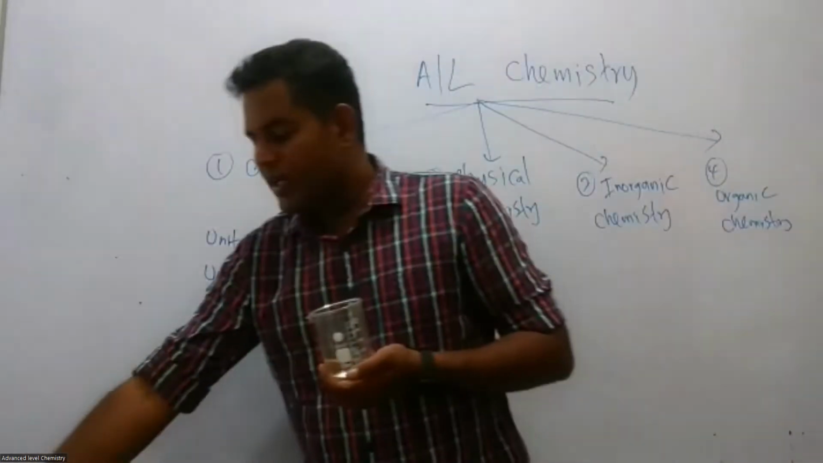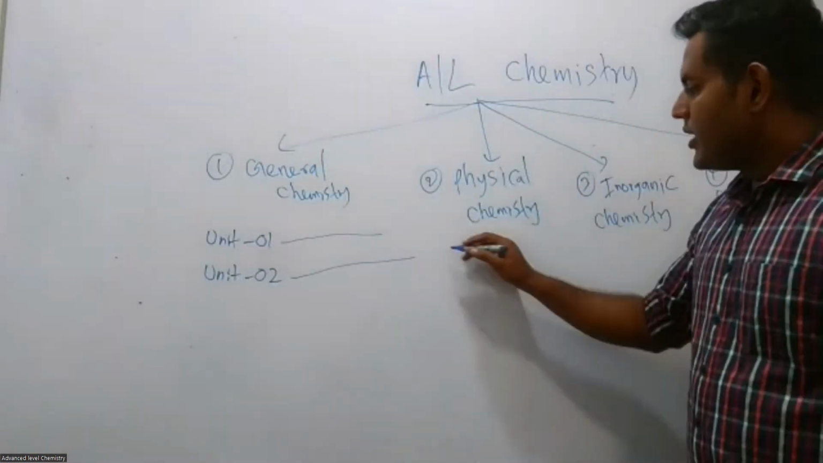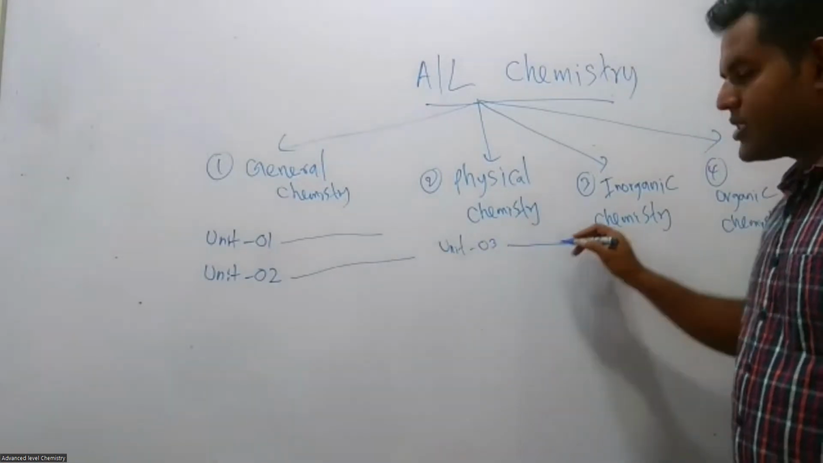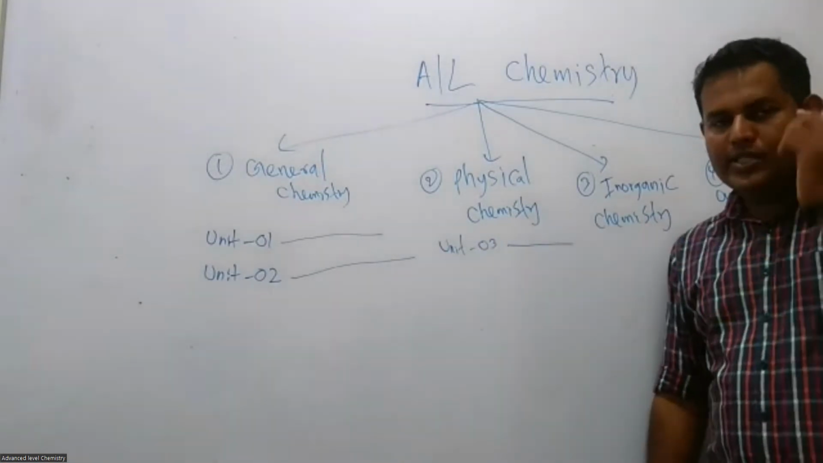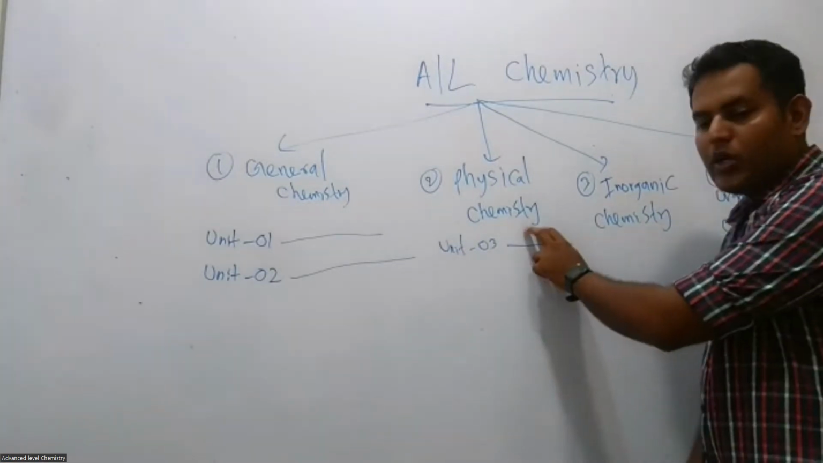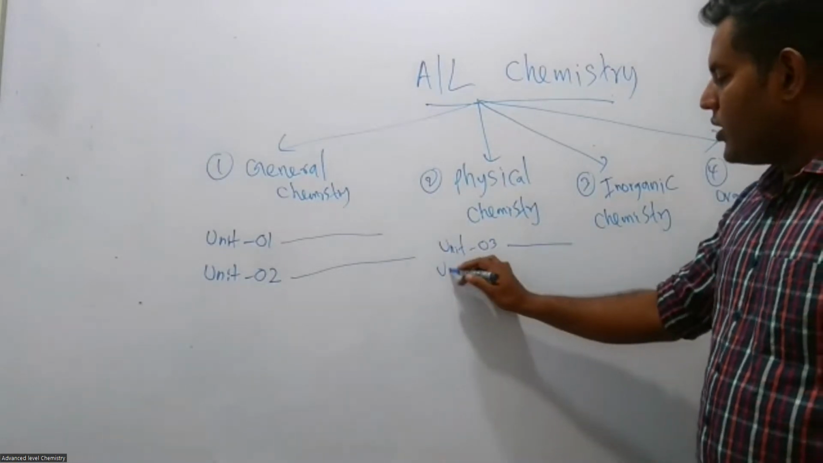So then I will introduce physical chemistry here. What chapters should you write? That is unit 3 here, chemical calculations. I'll add a clear photo of that to your WhatsApp group, so no need to worry, just write the chapters. If you want, you can keep a small space to write the topic. Then unit 4, gaseous state of matter.